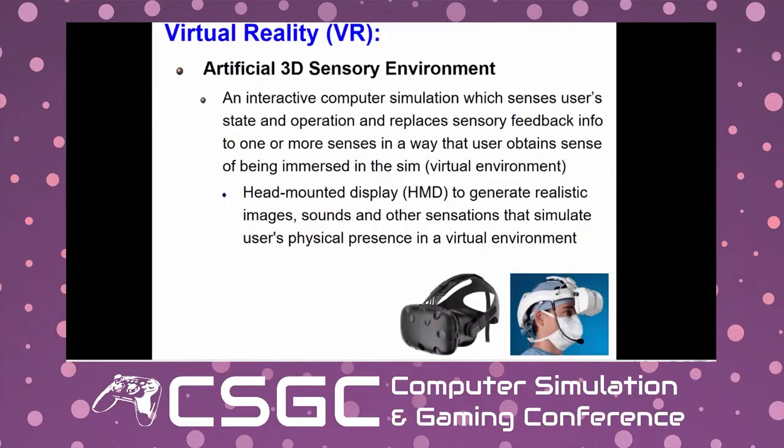Virtual reality is an artificial 3D sensory environment. It's an interactive computer simulation that senses the user's state and operation, and it replaces sensory feedback to one or more senses in a way that the user obtains the sense of being immersed in that virtual environment. In other words, ideally it involves all of the senses.